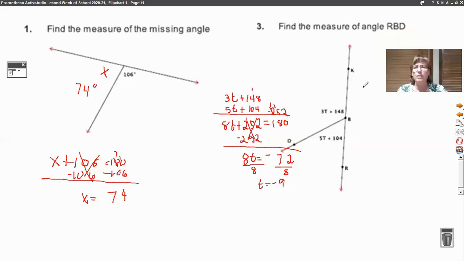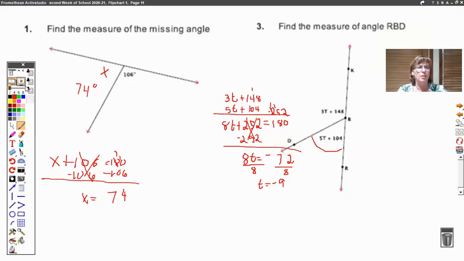Now they want to know the angle of RBD. So RBD, this is the one they're looking for. So now that I know what t is, I'm going to substitute in here, and then I'm going to solve. So I'm going to have 5 times negative 9 plus 104. And 5 times negative 9 is negative 45.